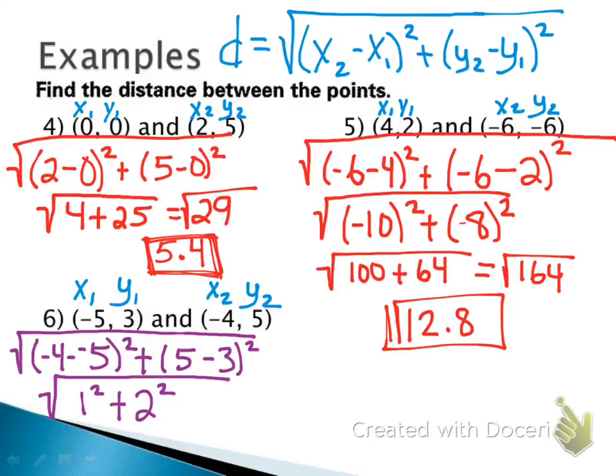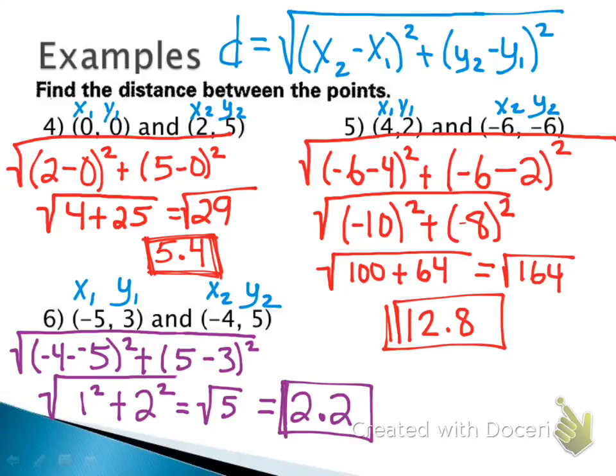I shall pause. Let's see if we can do a step in our heads. What is 1 squared? What is 2 squared? What's 1 plus 4? Okay, so in your calculator you need to type in square root 5. 2.23. So the 3 makes the 2 stay the same, so 2.2 is our answer.